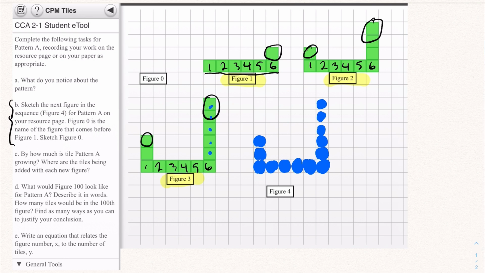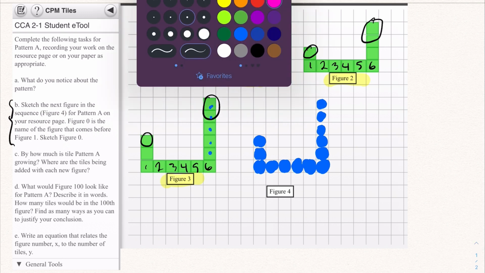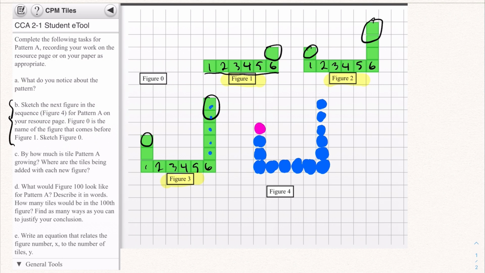And so if from figure 1 to figure 2, we increase by 1 on the left and 2 on the right. And from figure 2 to figure 3, we increase by 1 on the left and by 2 on the right. Then I should probably keep that same pattern. So to change up the color real quick, we're going to add 1 on the left, and we're going to add 2 on the right. And that's what my figure 4 would look like.